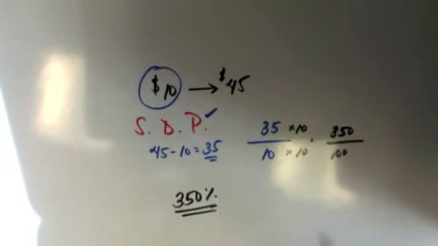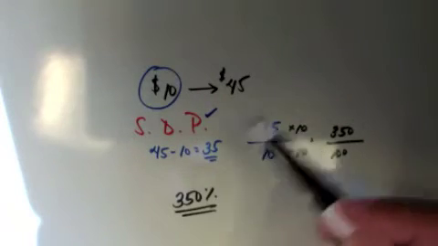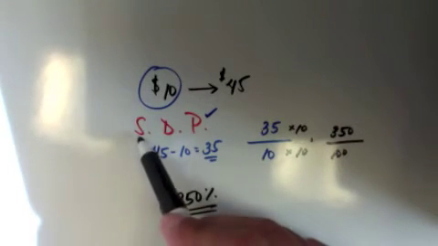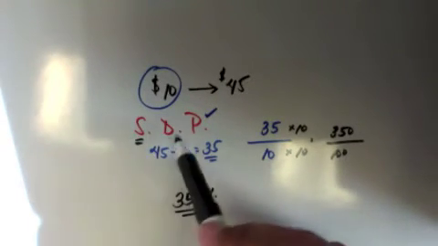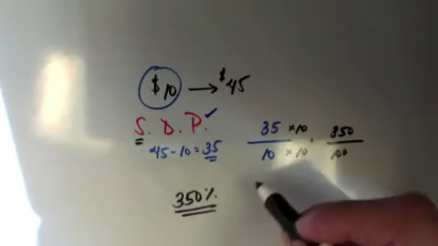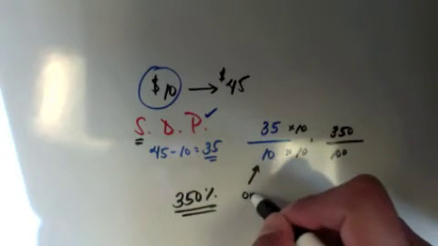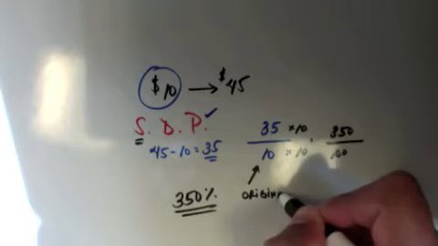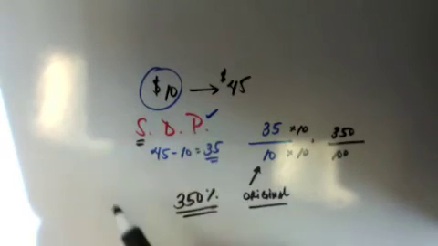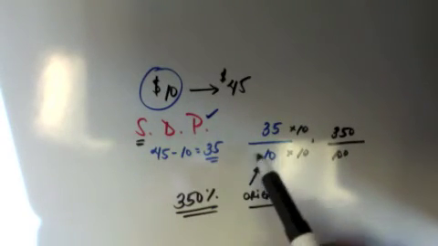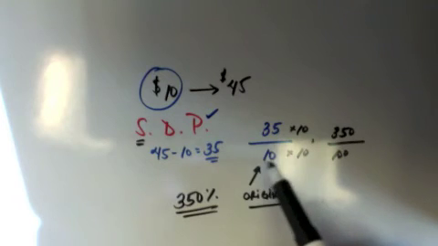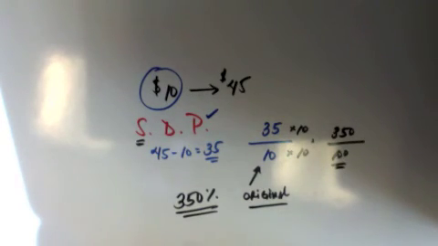Alright guys, anytime they're asking you to find the increase or decrease, you want to subtract your two values. You're going to divide by the original amount, and then you're going to turn it into a percent. And always try to see if you can change that denominator into 100 to make it easy for you.